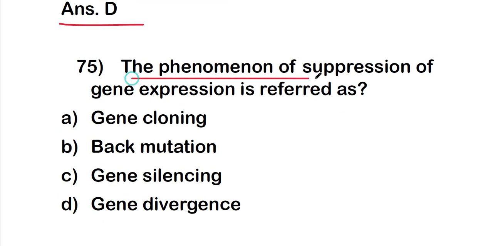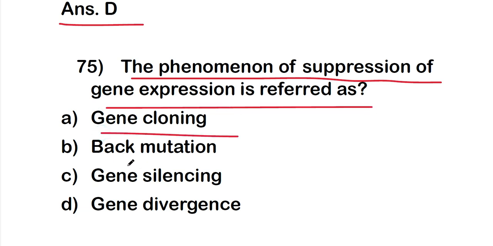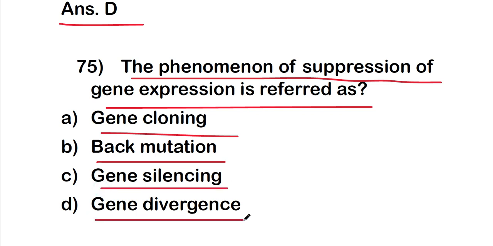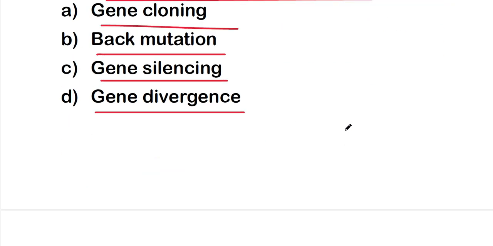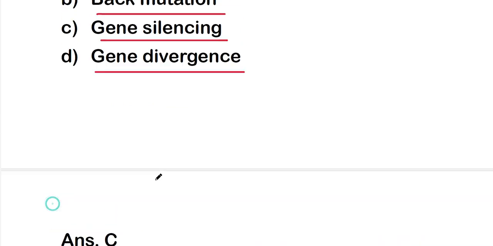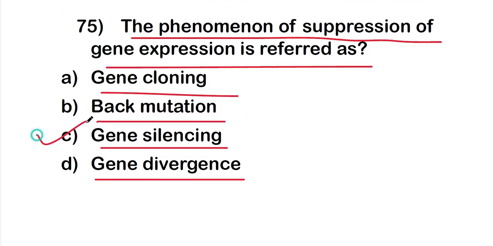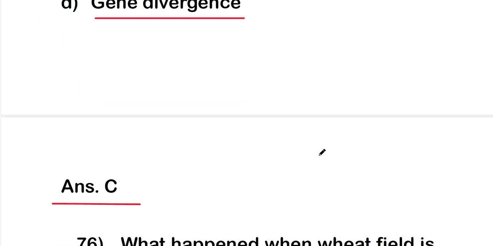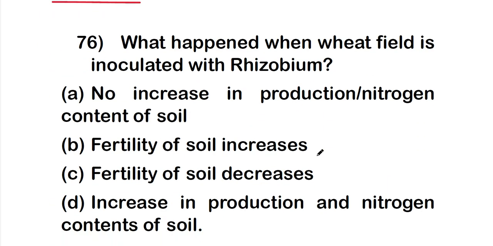That is, the phenomenon of suppression of gene expression is referred to as option A gene cloning, option B back mutation, option C gene silencing, option D gene divergence, and the right one is option C, that is gene silencing. So the phenomenon of suppression of gene expression is referred to as gene silencing. So let's move on to question number 76.